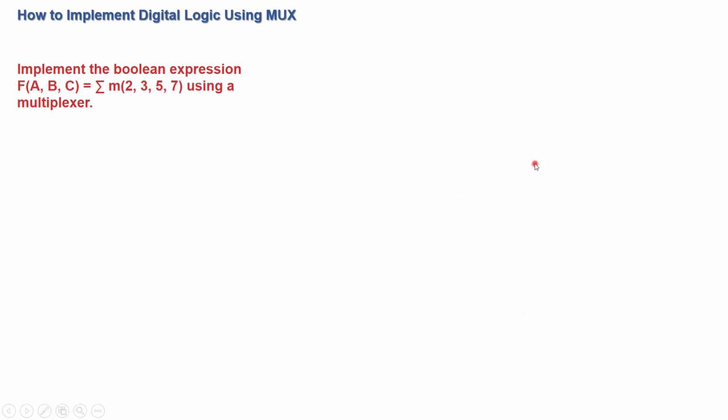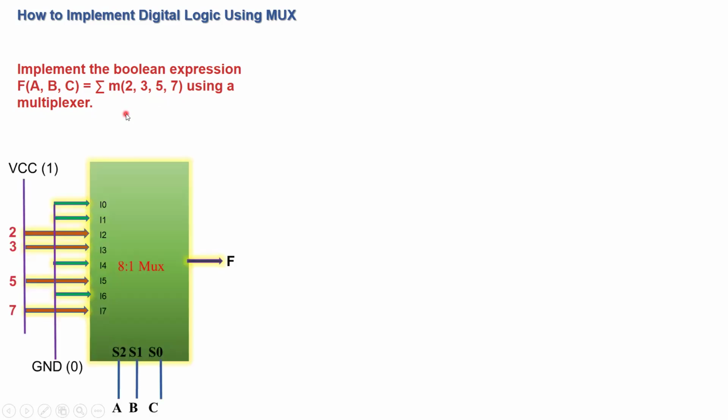So here is an example where you are asked to implement this Boolean expression given by the function of a, b, c that is equal to the sum of the following min terms. The min terms are 2, 3, 5, 7, and use a multiplexer to implement this one. Of course there are three input variables, that is n equals 3. So as we've said before, you need a 2 to the power 3 is to 1 multiplexer. That is, you need an 8 is to 1 multiplexer.